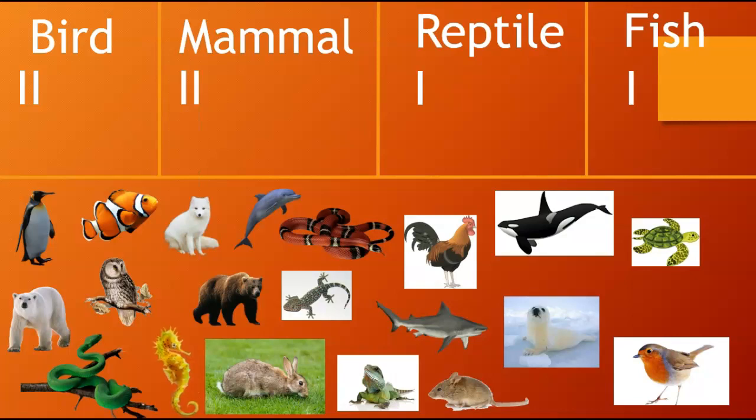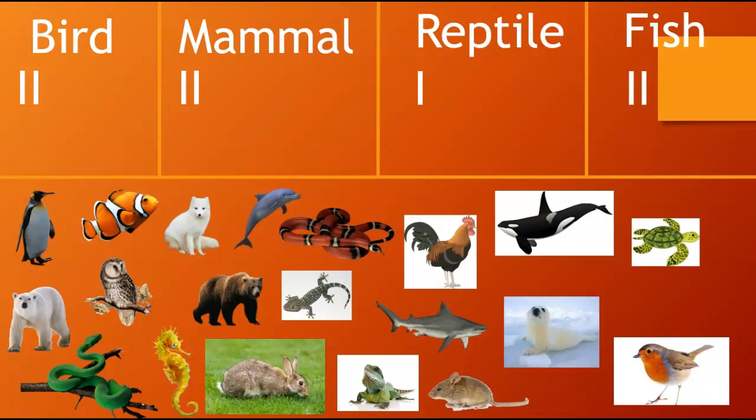Next, we're going to look at this little seahorse here. A male seahorse carries eggs in brood pouches. They swim using a small fin in their back. Okay, so if it has a fin and it swims, we know that it is a fish. So let's put that there.